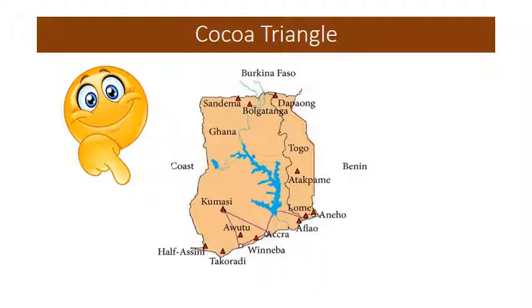Most of Ghana's cacao is grown in a triangular area bounded by the towns of Accra, Kumasi, and Takoradi. This region is sometimes called the Cocoa Triangle. Takoradi, with a modern artificial harbour, is an exporting port. Another exporting port is Tema near Accra.